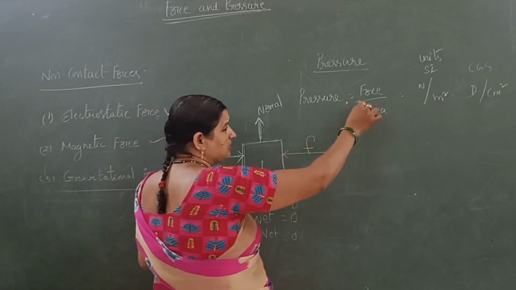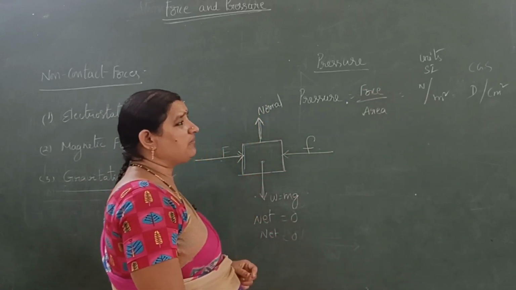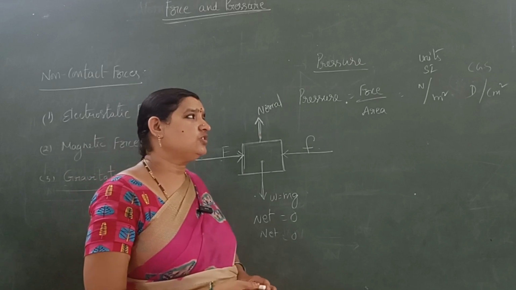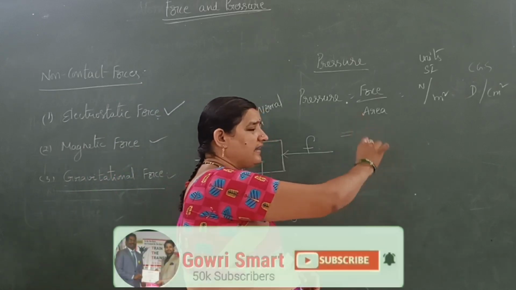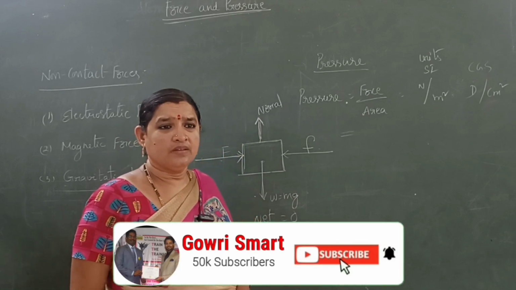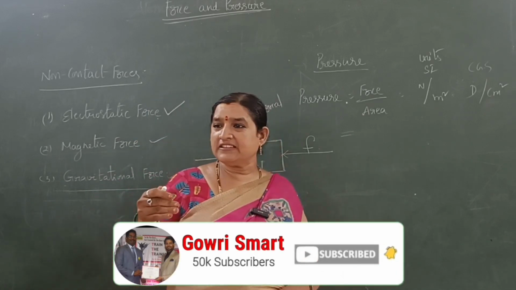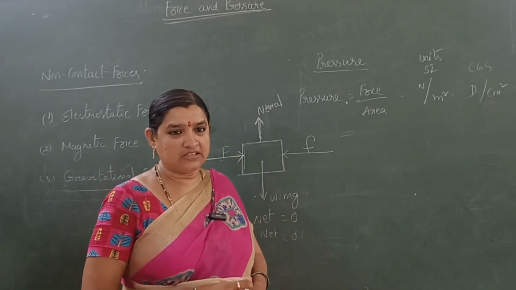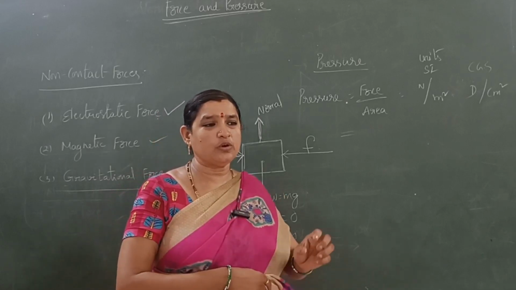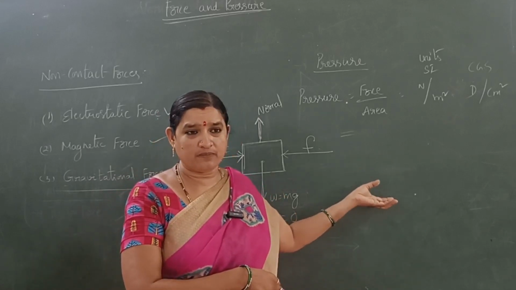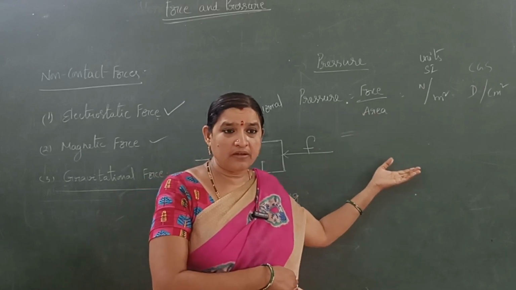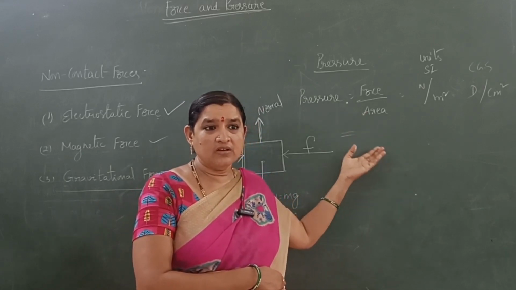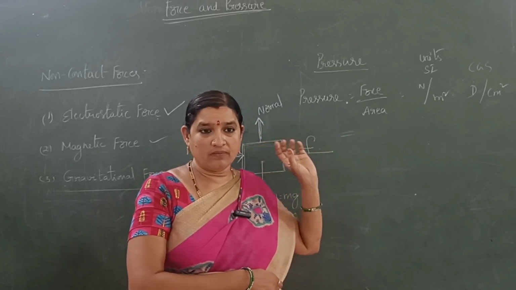Here, pressure means force by area. The SI unit is Newton per meter square and the CGS unit is Dyne per centimeter square. So which objects exert pressure? Solids, liquids and gases also exert pressure. Solids have a definite shape, so we can calculate the pressure by using mathematical formulas. Force by area, directly we can measure the pressure.